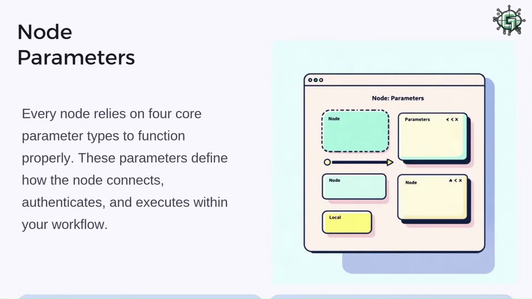Next is node parameters. Each node also relies on parameters, like how to connect, how to authenticate, how to execute. These parameters work like add-ons, usually instructions to make the node function. Parameters are basically the instructions that make a node function correctly by following those parameters specifically.